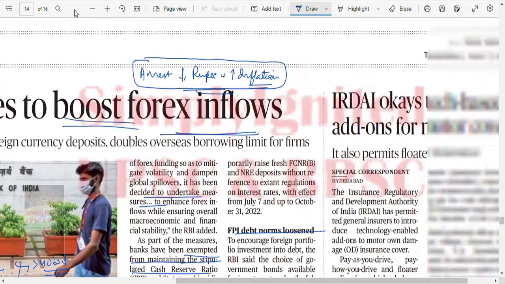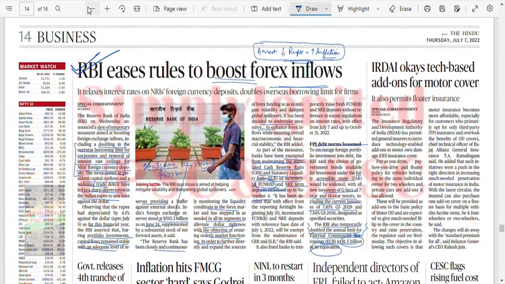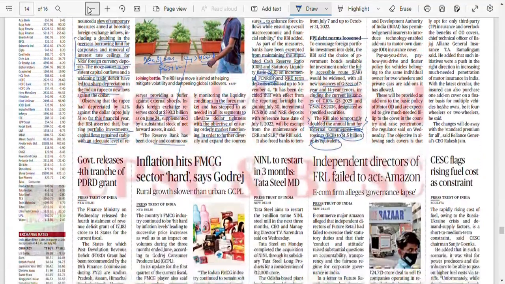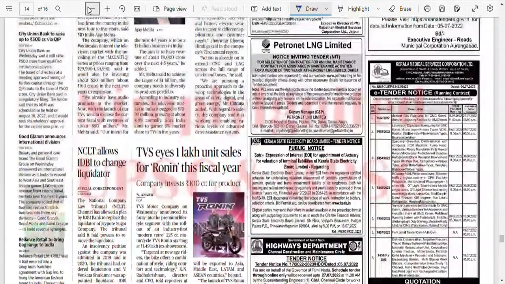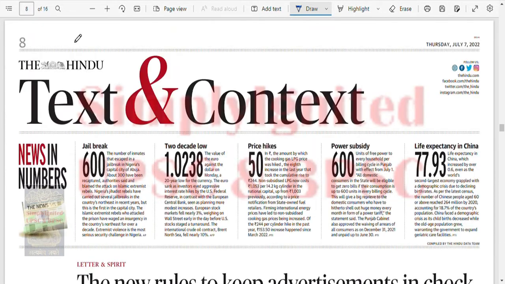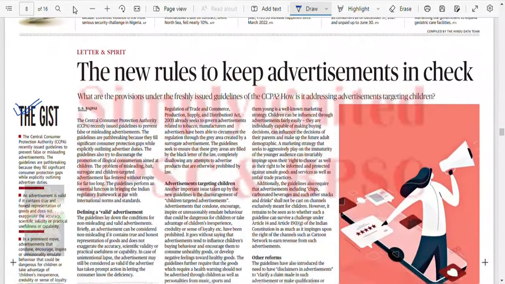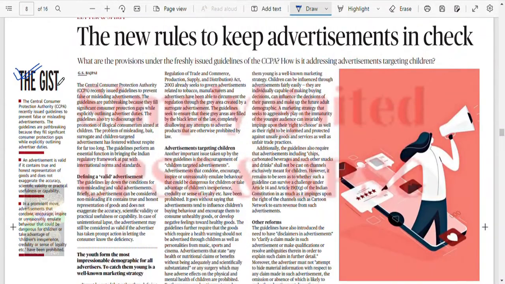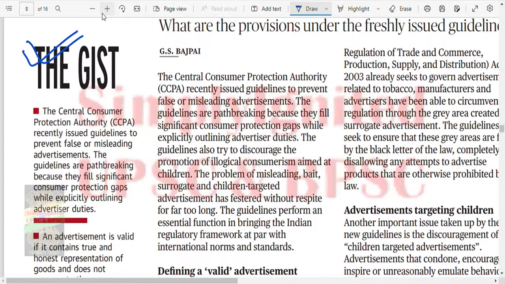Okay, fine. Now let's see if any other news is left. So obviously no news is left here to discuss. So let's move on to the editorial, text and context page, etc. Okay, so we are there with the text and context page. Let's do it first. The new rule to keep advertisement under check. I'll be just doing the gist because it is dealing with the rules. We have to anyway do it. So we'll do it afterwards, not now, because these rules are liable to be changed.